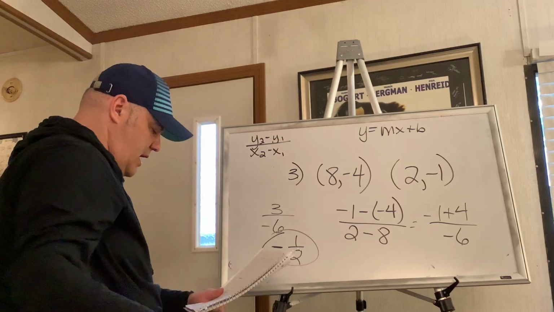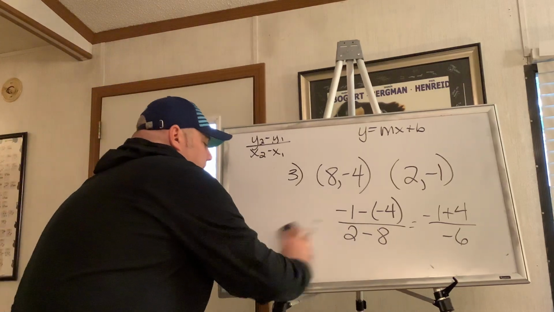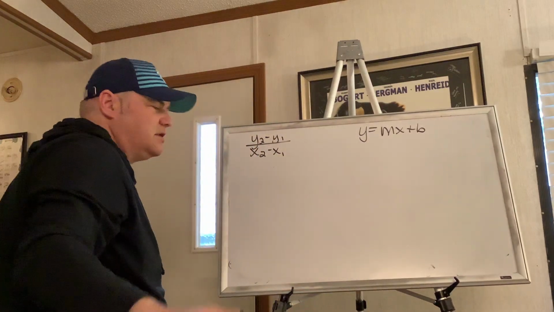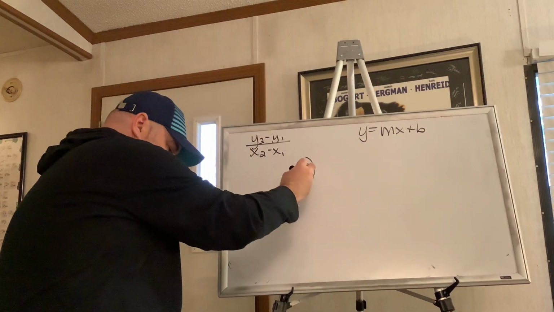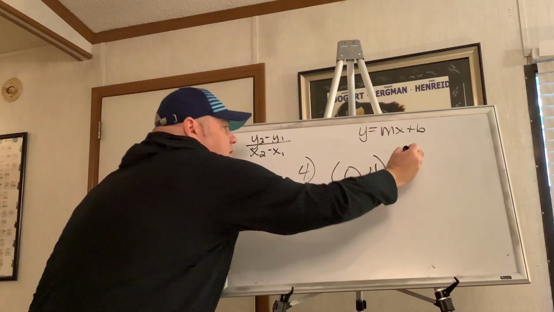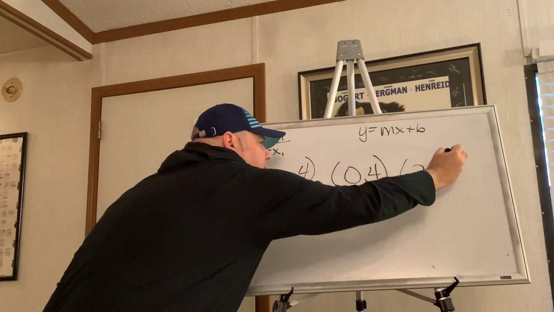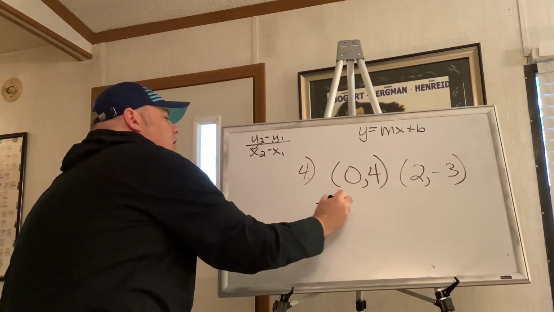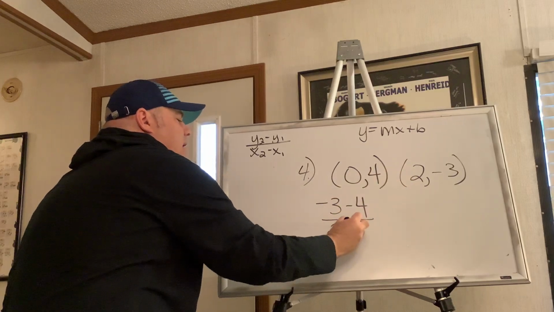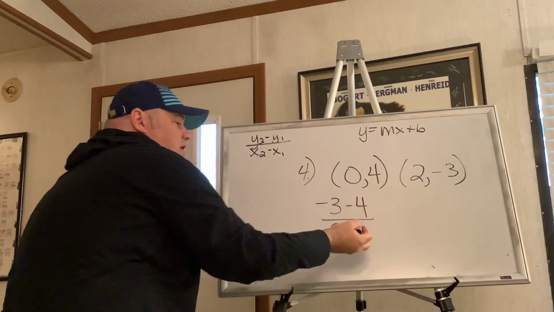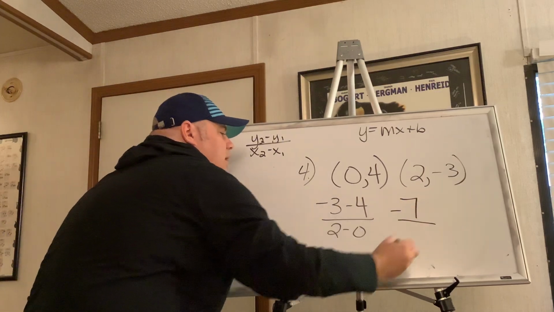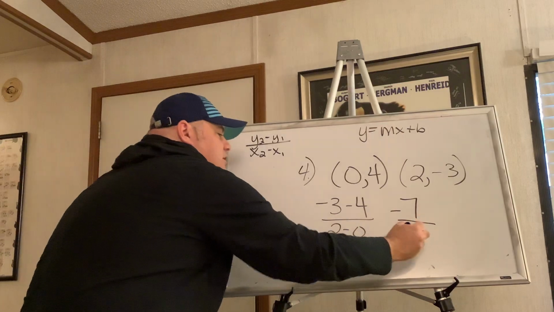Okay? And then the last one, number 4. That's the last one of the slope. Then we'll do the y equals mx plus b. So 0, 4, and 2, negative 3. Okay, so y2 minus y1 over x2 minus x1. And so these, we don't have any double signs. Negative 3 minus 4 is negative 7. And 2 minus 0 is 2.